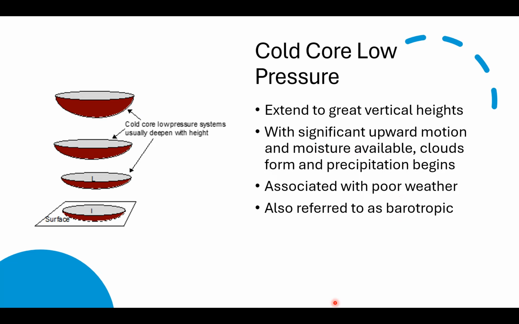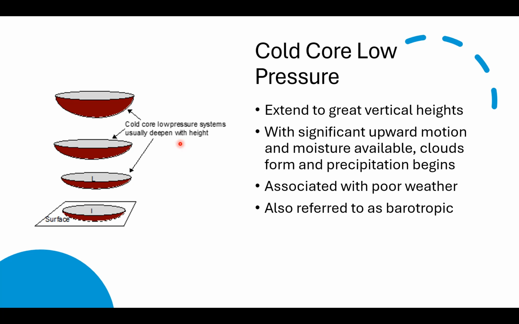Looking at a cold core low pressure now, this is one where we'll see this quite frequently in the winter and springtime. It extends to great vertical heights. Now look at this diagram on the left. You can clearly see we have low pressure at the surface here, and then we have lower heights or a little bit of upper low reflection above the surface low. And then we have these bowl shapes going all the way up, extending to great vertical heights in the atmosphere.